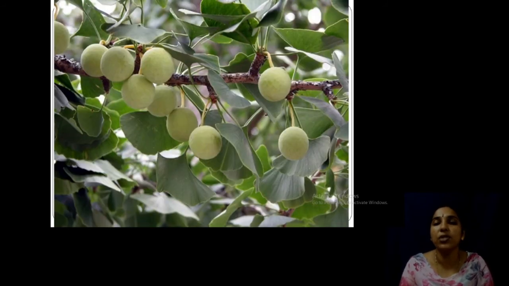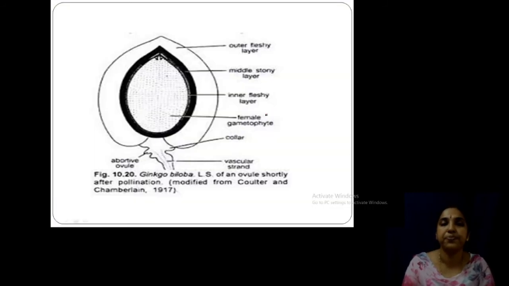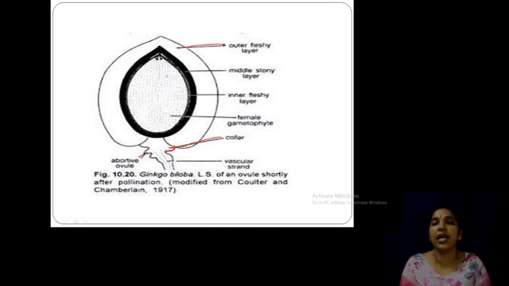See, this is how this is arranged in the dwarf shoots of the ginkgo plant. In the close view of the ovule, see the base structure, this is the collar. Clear? Then this is the vascular strand and this is the abortive ovule, so only one ovule becomes enlarged. It has an outer fleshy layer, and this dark colored one is the stony layer, and this is the inner fleshy layer. Three integument layers and the female gametophyte.